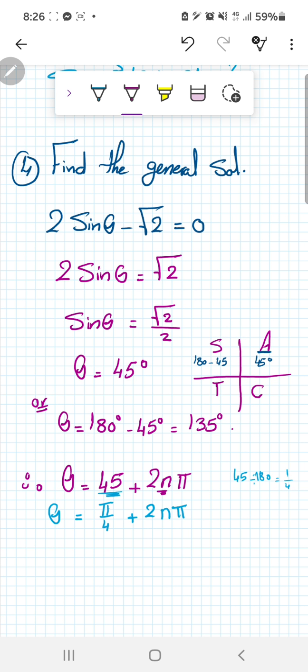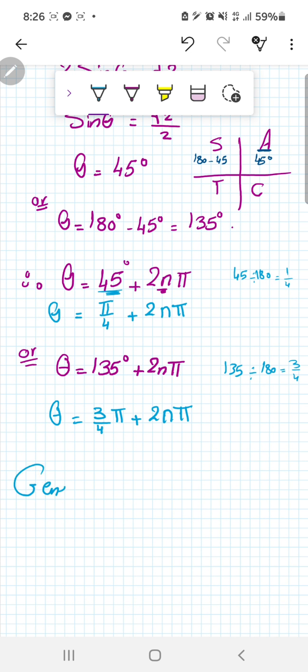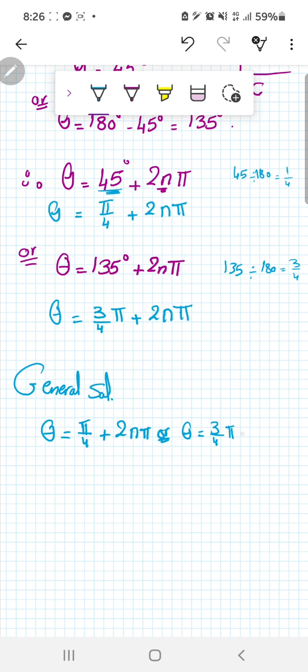Also, or theta equals 135 plus 2n pi. Similarly, write in your calculator 135 divided by 180. The result will be 3 over 4. 3 over 4 times pi, so theta here will be 3 over 4 pi plus 2n pi. And n here belongs to Z, as we said, integer numbers. n here is the number of turns. So the general solution here will be theta equals pi over 4 plus 2n pi, or theta equals 3 over 4 pi plus 2n pi. Okay, thank you.